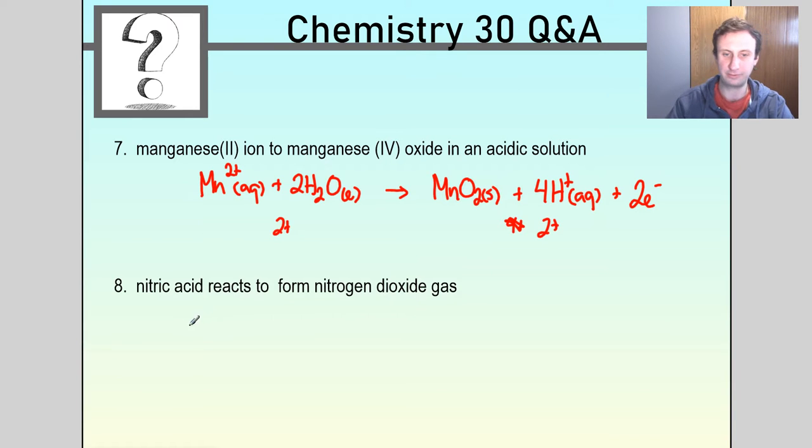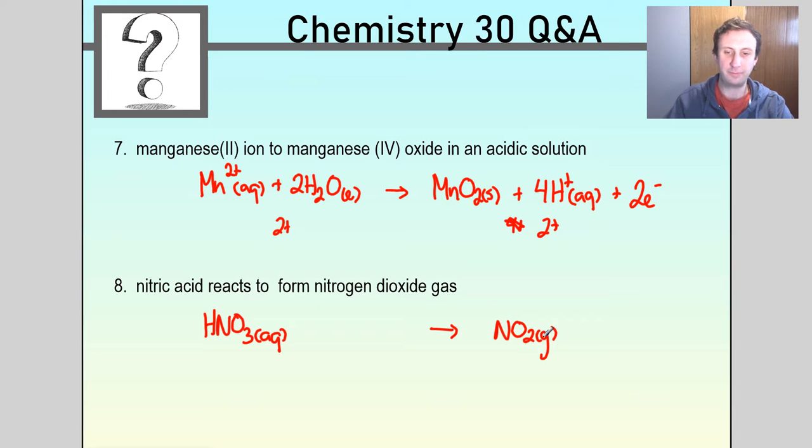Nitric acid reacts to form nitrogen dioxide gas. This could be a time where you actually pause the video and try it first, even though I know you did it in the workbook. Hey, it's good review to try it again and then come back to it. But here's the answer. So nitric acid, I have HNO3 aqueous, reacts to form nitrogen dioxide gas, so I have NO2 gas.